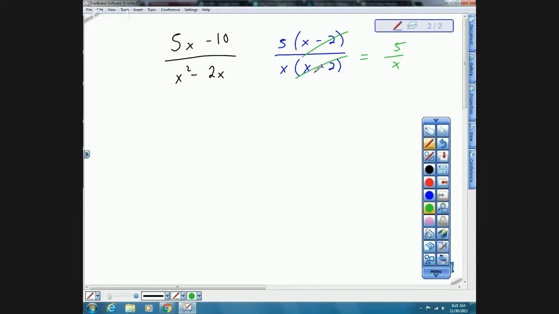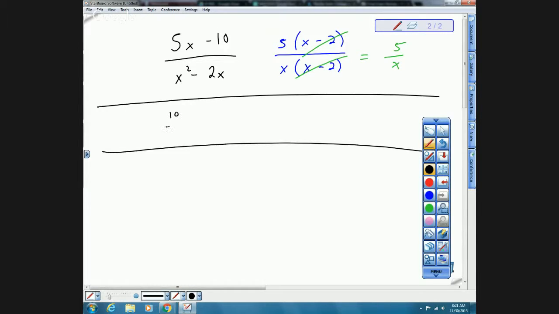Why does that cancel out? They're the same. Just like when I had that fraction a second ago, and I had 10 over 15. We broke it down to 2 times 5 and 3 times 5. The 5s are the same, so they just cancel out, and you get 2/3. Kind of that same idea.